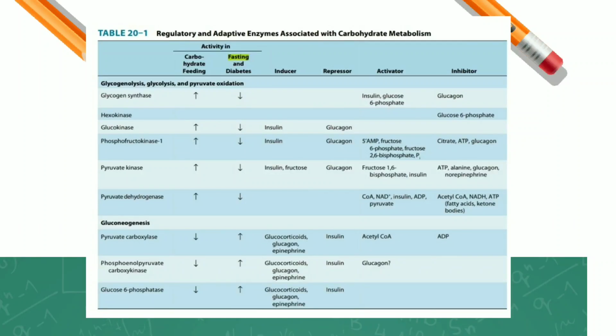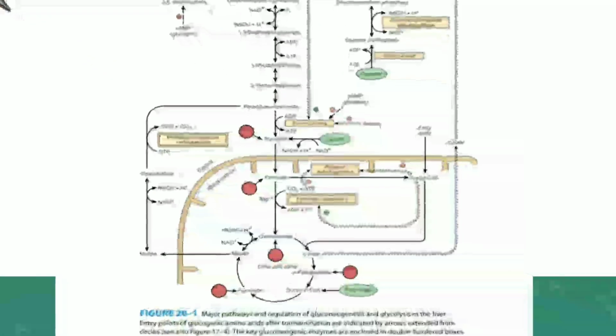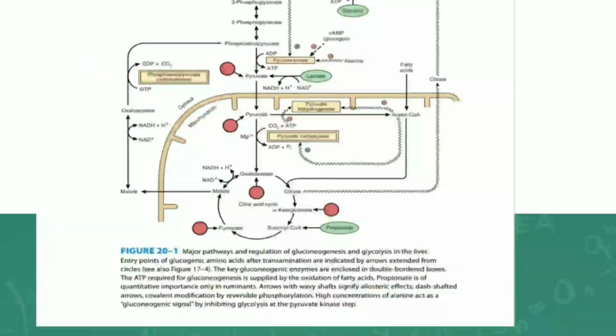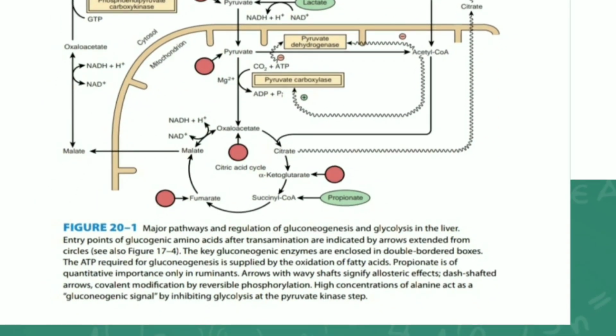So all the glycolytic enzymes, that is glycogen synthase, hexokinase, glucokinase, all will be inhibited. Now again we will try to concentrate here in this gluconeogenesis pathway. Here one point is very much highly mentioned.